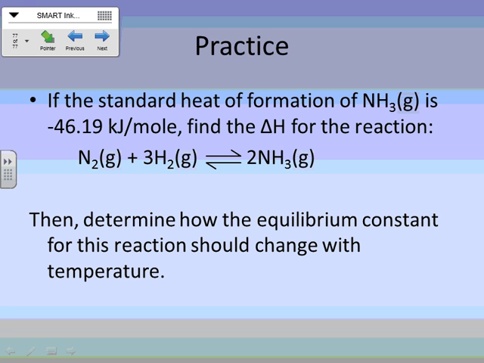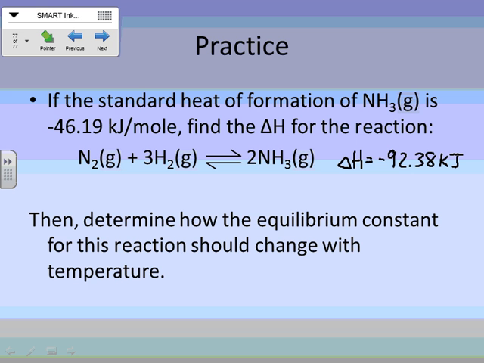Okay, so not that difficult to figure out our delta H. So we got negative 46.19 times 2. That's going to give me negative, my delta H here is negative 92.38. So actually I got lucky with my example before. It actually is exothermic. So negative 92.38, I should put kilojoules here. That's our heat change. Then determine how the equilibrium constant for this reaction should change with temperature.